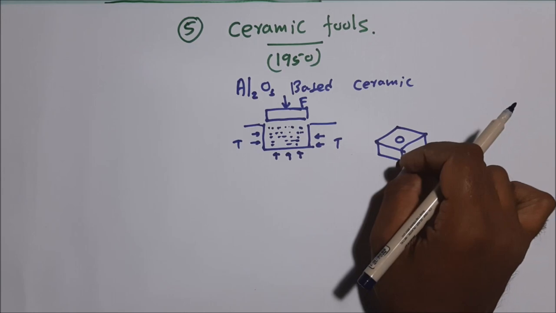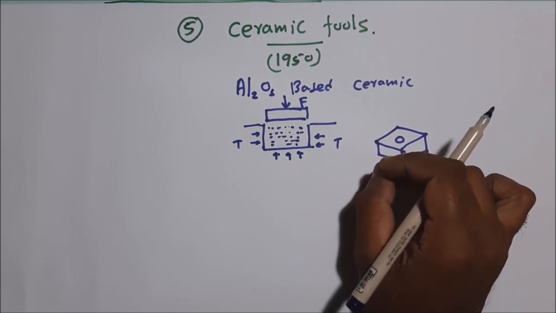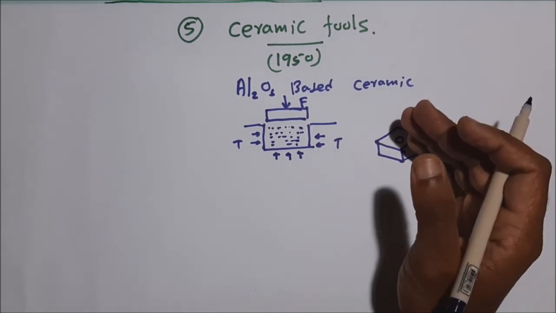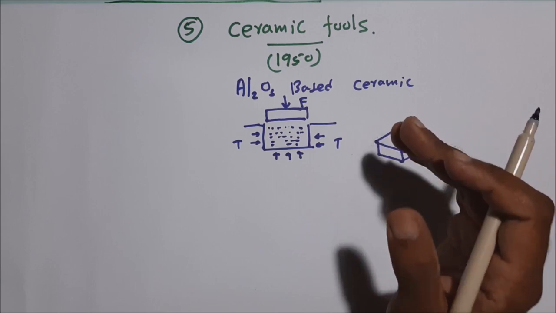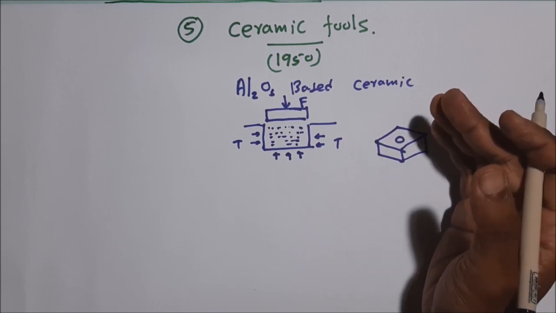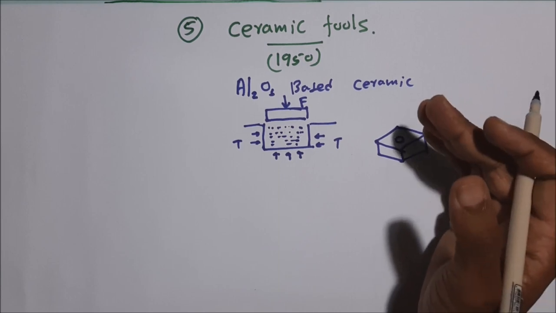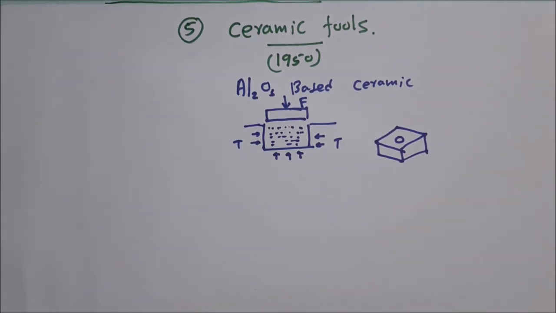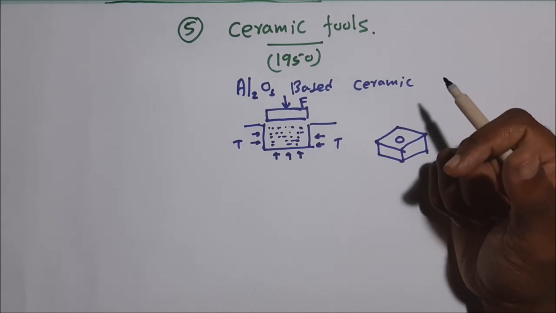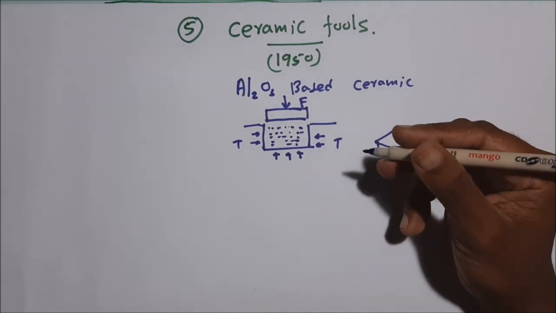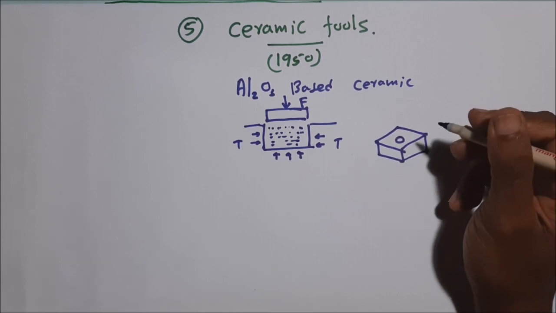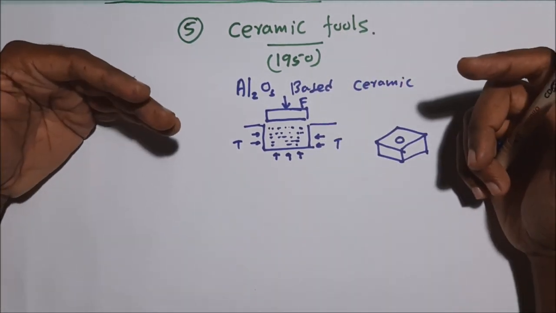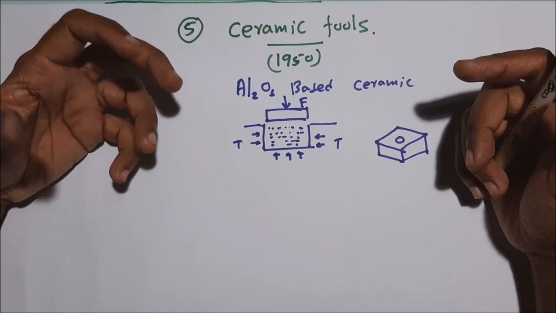This cutting tool material has hardness higher than the carbide tools. It has higher wear resistance, and it can also give higher chemical stability. The only problem is its brittleness, its lack of toughness. So the limiting property in the use of ceramic tools is the lack of toughness. It is brittle. It can't absorb mechanical shock.